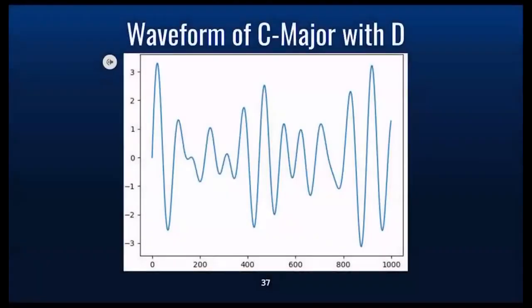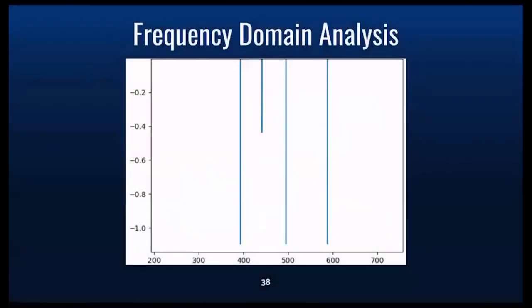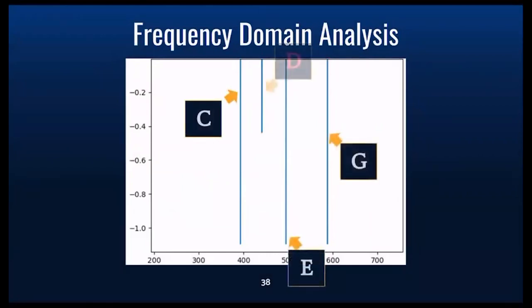You would never be able to tell that this is a C major with a D, lacking perfect pitch, just by looking at this wave. Using Fourier transform, we're actually able to break it down into its components and see that this is a C, this represents an E, this represents a G, and this part represents a D. And looking at the x-axis here, we see the frequencies that each of these notes corresponds to, and looking at how long these lines are, we see the amplitude, how much of that sound is present.